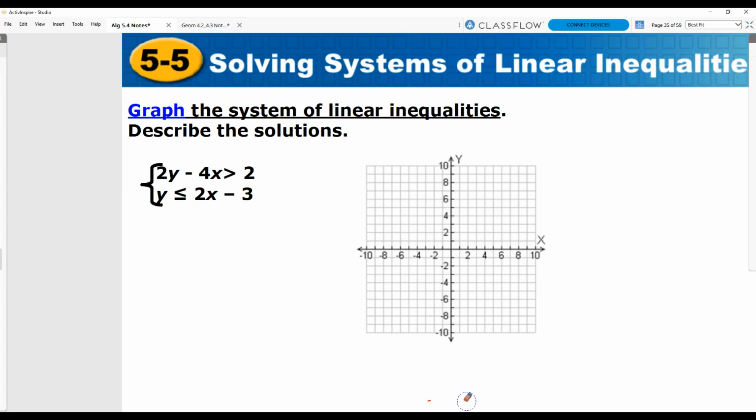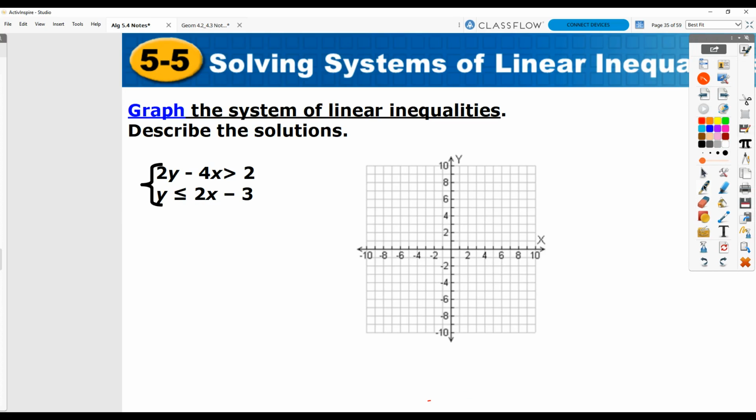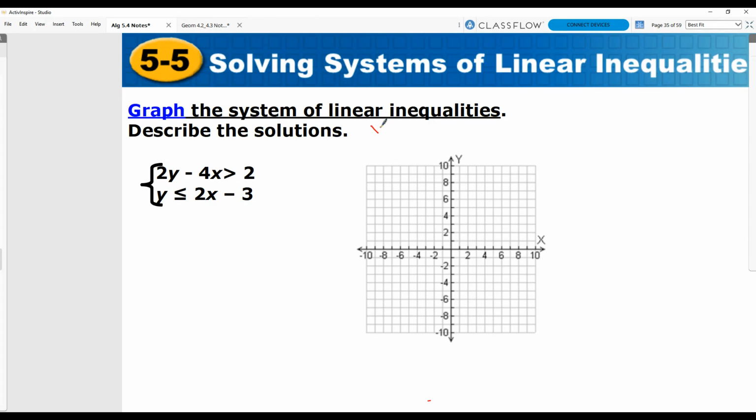All right, let's take a look at this one here, and we will get this one graphed, and then we'll end up describing what these solutions would be. So to graph any of these equations, it needs to be in slope-intercept form. All right, y equals mx plus b. If we're taking a look at both of these linear inequalities, this one is not in slope-intercept form. That one is pretty mixed up. This one is in slope-intercept form, so this one's good to go. So we need to fix this one right here.